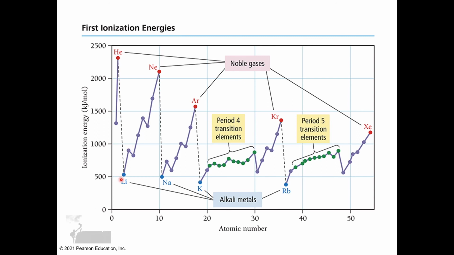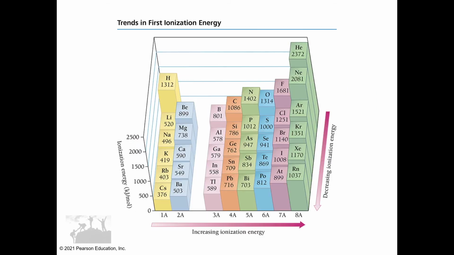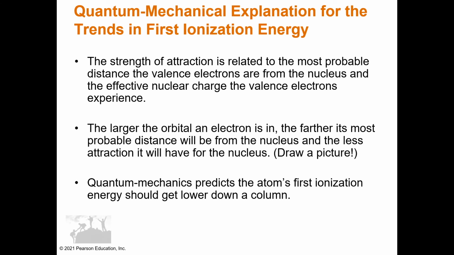Going down a column, so let's take a look at the alkali metals. Going down a column, we can see that ionization energy decreases. And that's because of increasing atomic radius. Make sure you draw these trends in your periodic table with all your notes. Going down a column, the ionization energy decreases. Going from left to right, the ionization energy increases. If you need to draw out pictures to understand ionization energy better, then please do.